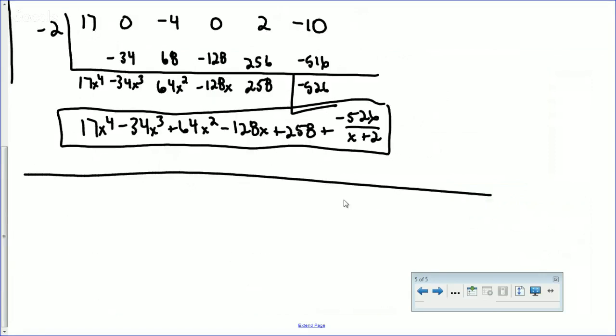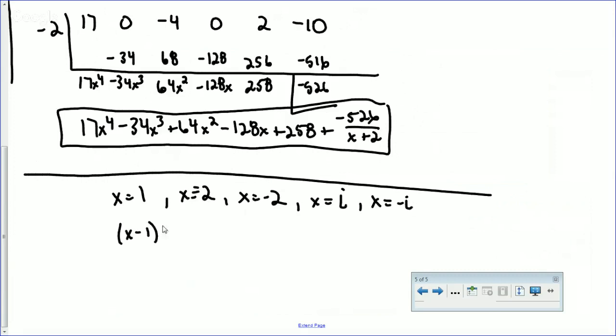Okay, number 3 says give a polynomial with zeros, and it says your zeros are 1. You have a zero of negative 2 with multiplicity of 2, so it appears twice. And you have i. So if i is a zero, negative i is also a zero. So we have x minus 1, x plus 2, x plus 2, x minus i, and x plus i.